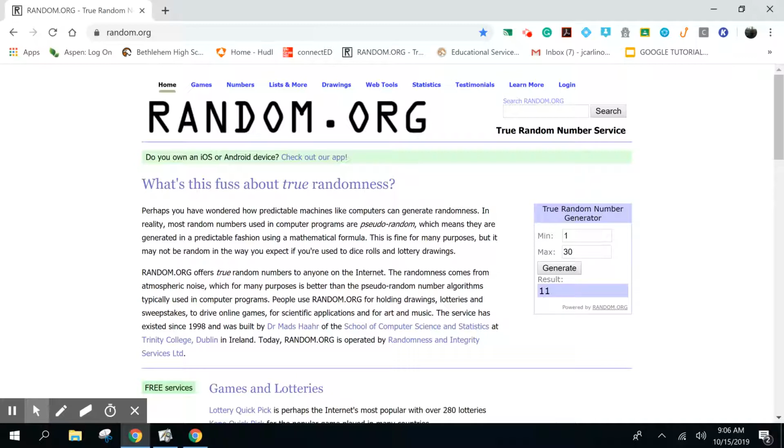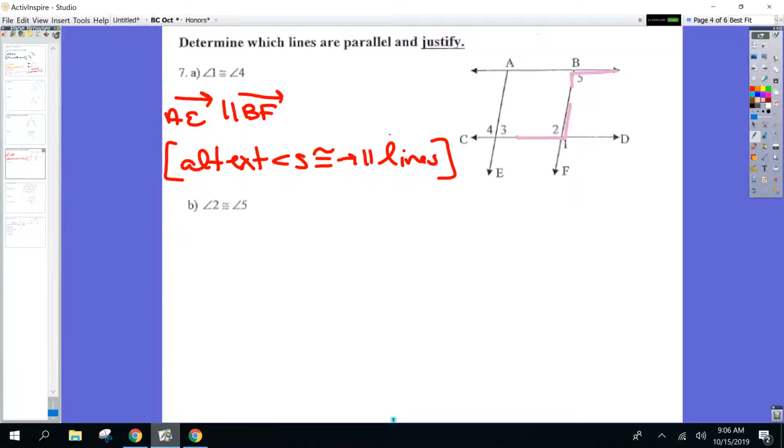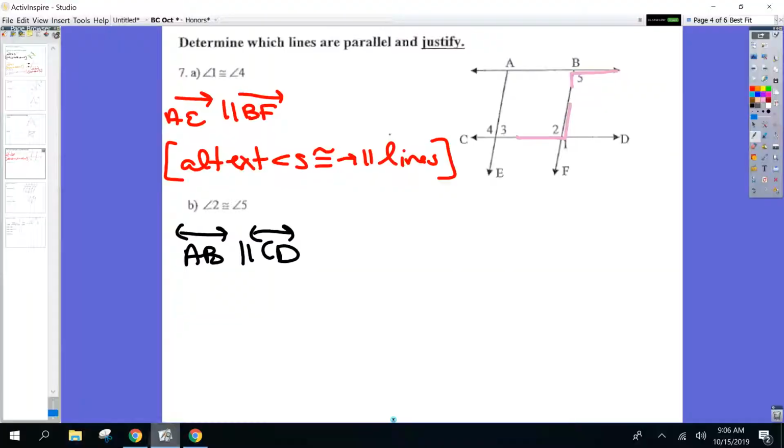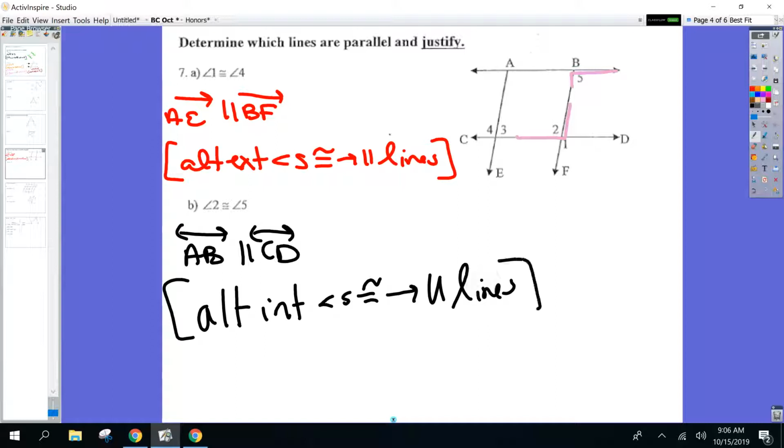So what are my parallel lines up here? Guys are on fire today. AB and CD. What type of lines did I give you? 2 and 5 are? Good job.